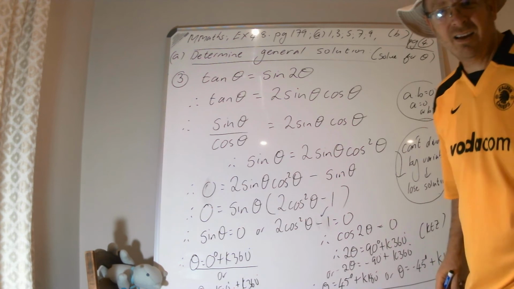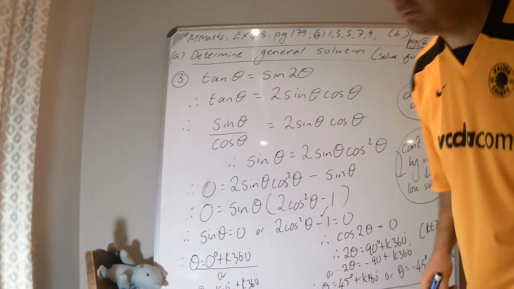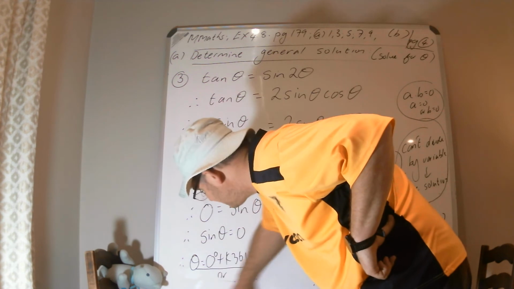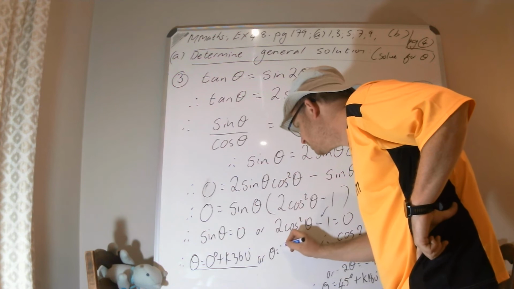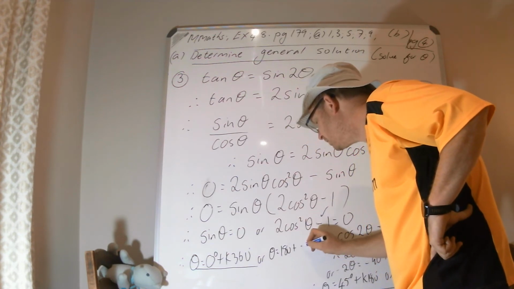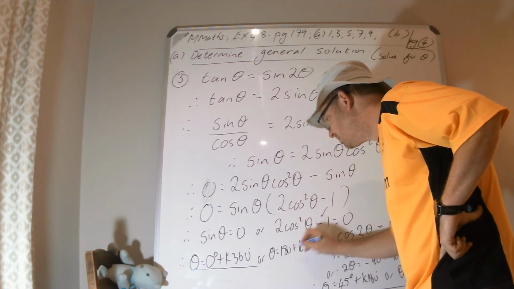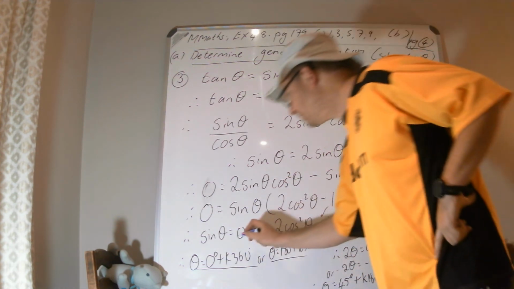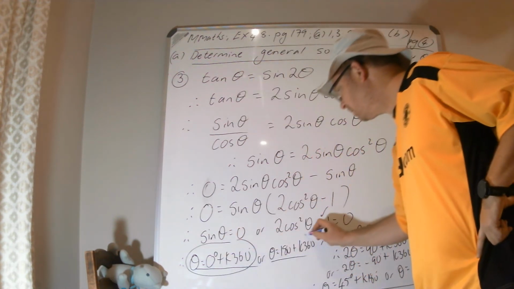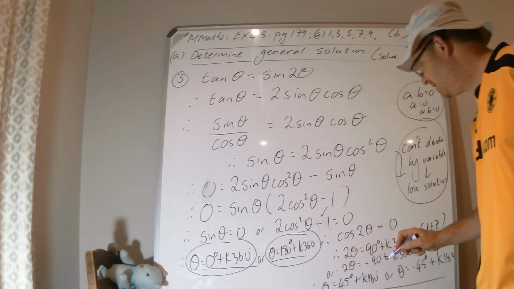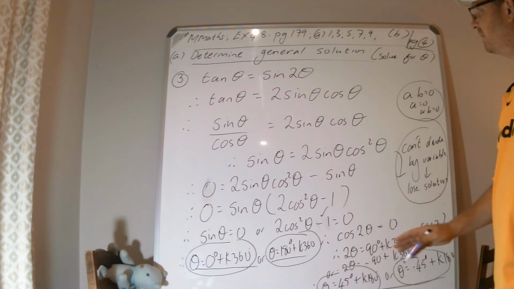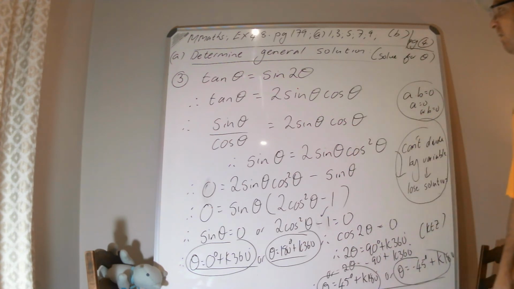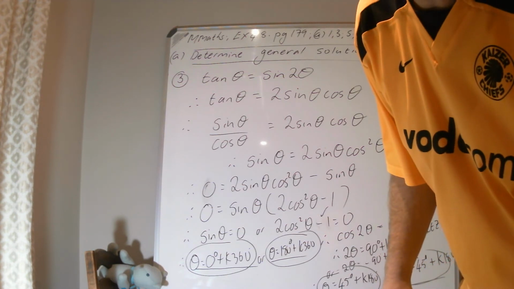Can you see all of that? Let's do it over here. Theta is equal to 0 plus k 360, or theta is equal to 180 minus 0 for sine, so that's 180 plus k 360. So there are your solutions: 0 plus k 360, 180 plus k 360, 45 plus k 180, and negative 45 plus k 180. That's the general solution for that equation. Remember, don't divide by a variable. Well done, Sasha.